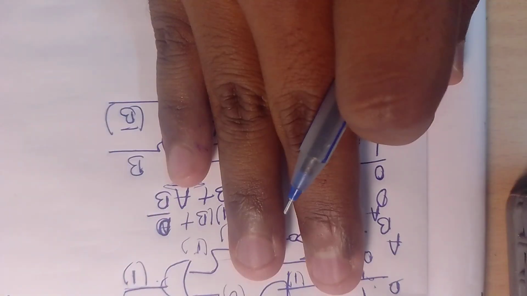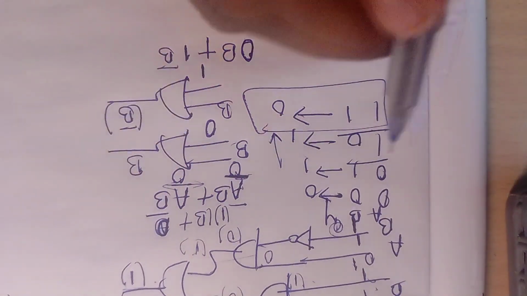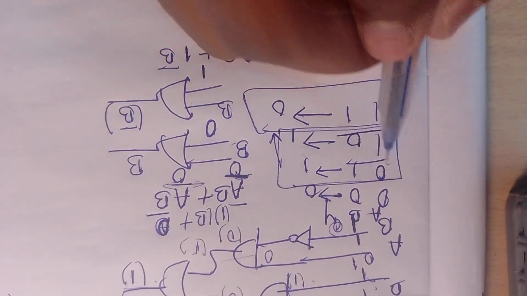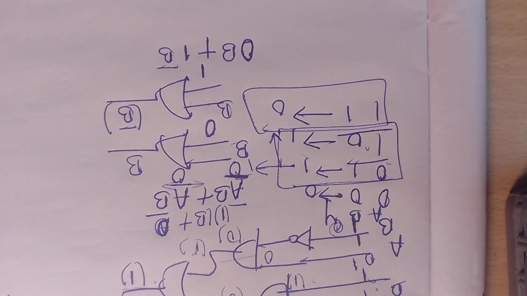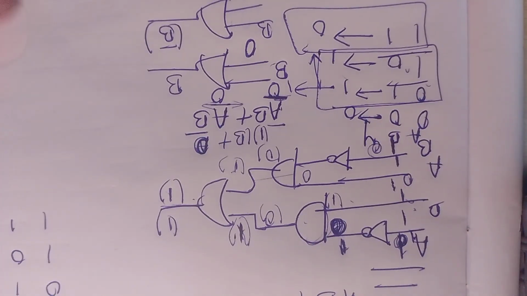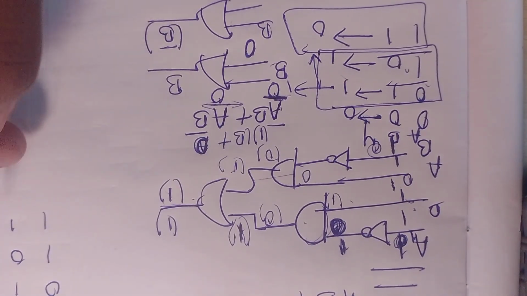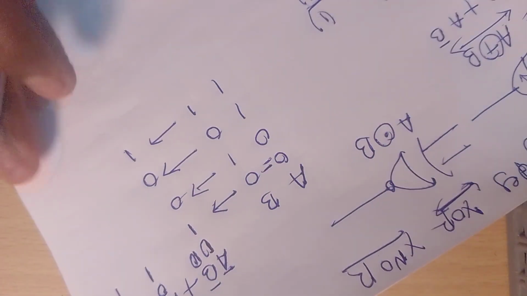Okay, so XOR is nothing but the inversion of that. Here the output is going to be 1 whenever there is an odd number of ones, but it is different from that.